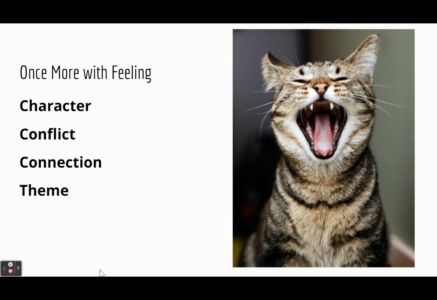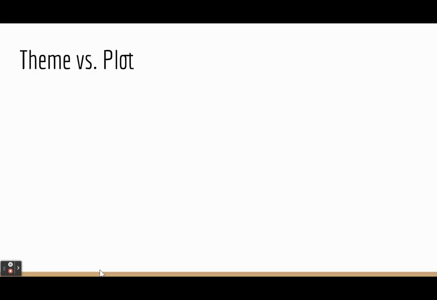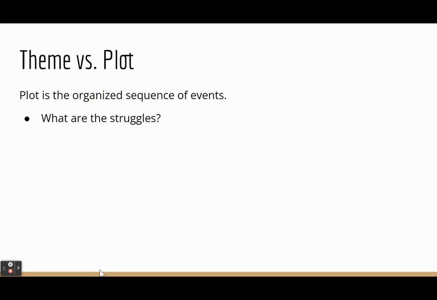I want to talk for a bit about theme and try to put this element of the novel into perspective. First, I think we need to clarify some language here and talk a little bit about the difference between theme and plot. Plot is the organized sequence of events in the novel. To put that in a simpler format, what are the struggles? Who's fighting with whom? In short, plot is what happens.